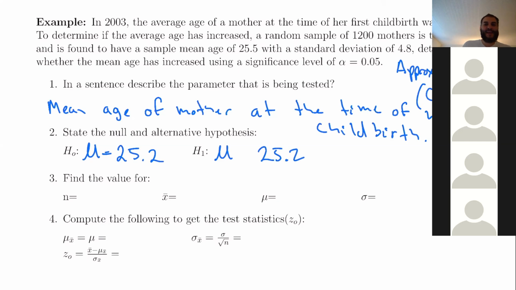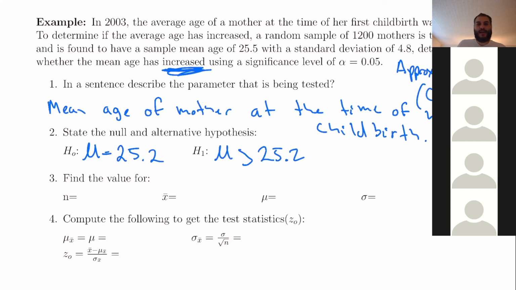Are they trying to prove less than 25.2, greater than 25.2, or different from 25.2? Greater than. Yeah, greater than, because the keyword here is increase. Where does it say increase? There we go, it said increase right there. So you want to put greater than. All right, everybody go with that so far?